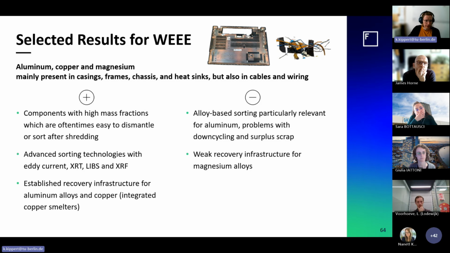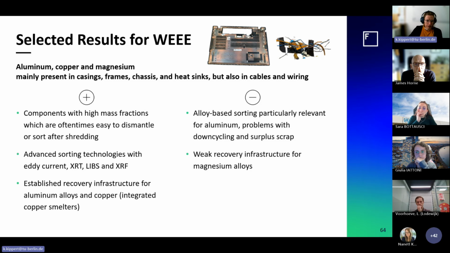What we identified as the enabling conditions are that components have high mass fractions of these critical raw materials, and these components are oftentimes easy to dismantle or to sort after shredding. There are advanced sorting technologies available with eddy current, XRT, LIBS, or XRF. And the recovery infrastructure is really established for aluminum and copper.